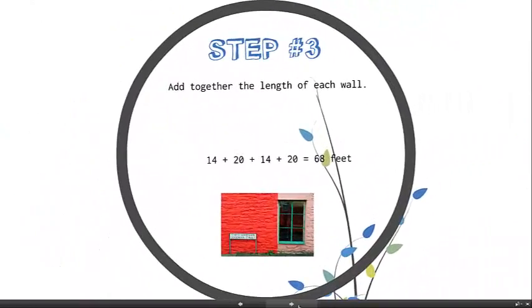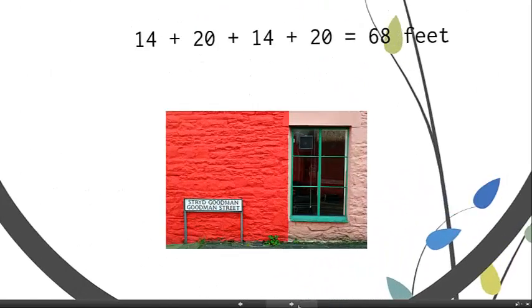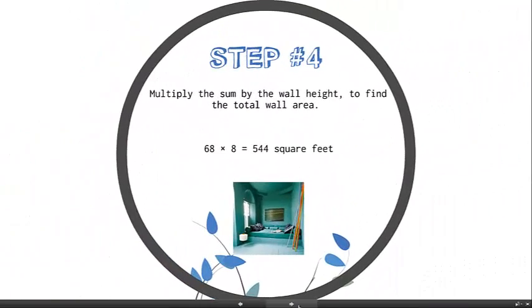Now step 3. Use the following formula to estimate the amount of wall paint you need. Double the results if the walls require 2 coats. Number 3. Add together the length of each wall. In this example, it's 14 plus 20 plus 14 plus 20 feet, and that equals 68 feet. Step 4. You're going to multiply the sum by the wall height to find the total wall area. In this example, it's 68 feet times 8, and that equals 544 square feet.